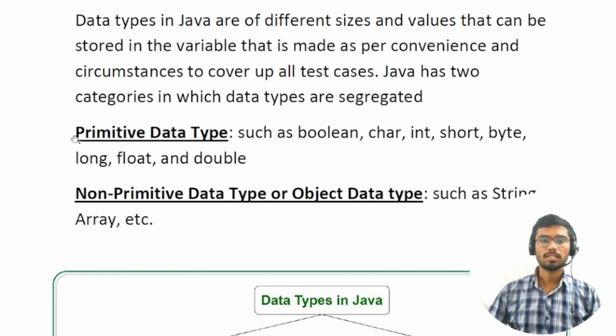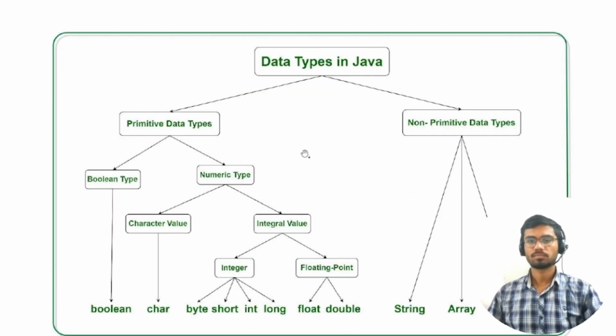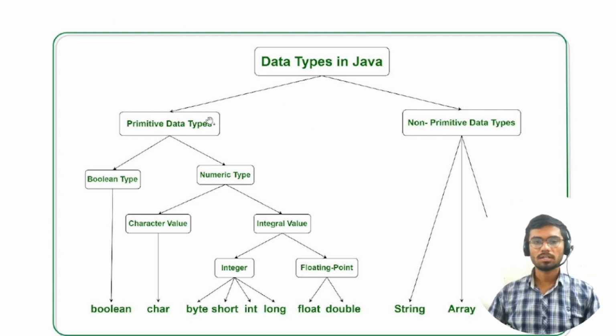And mainly we divide data types into two categories. First is primitive and the other is non primitive. Under primitive we have boolean, character, int, short, byte, long, float and double. And under non primitive we have string, arrays and many more objects we can count under that. So this is the graph of data types in Java.